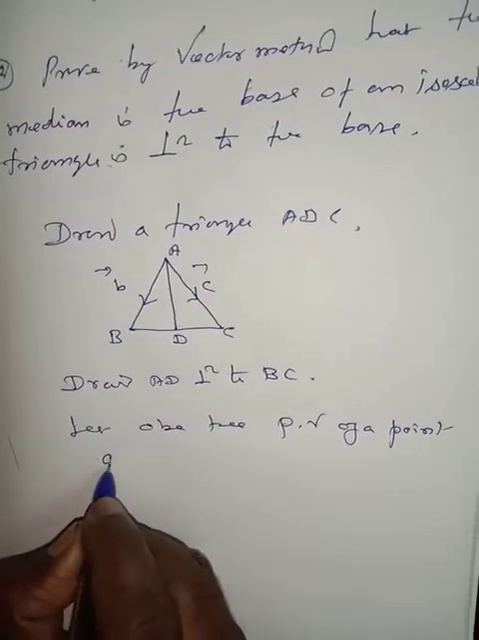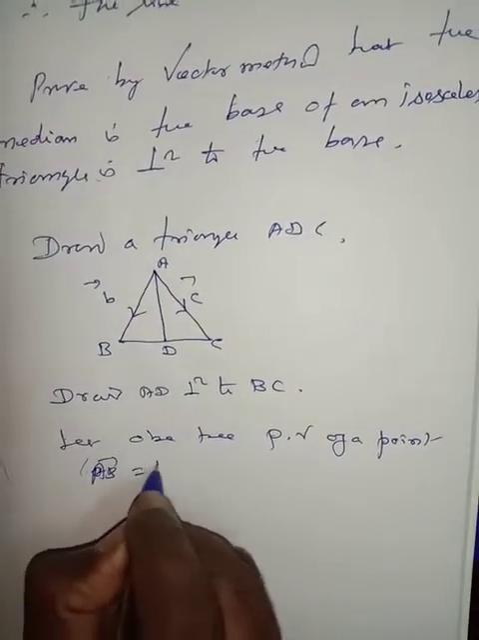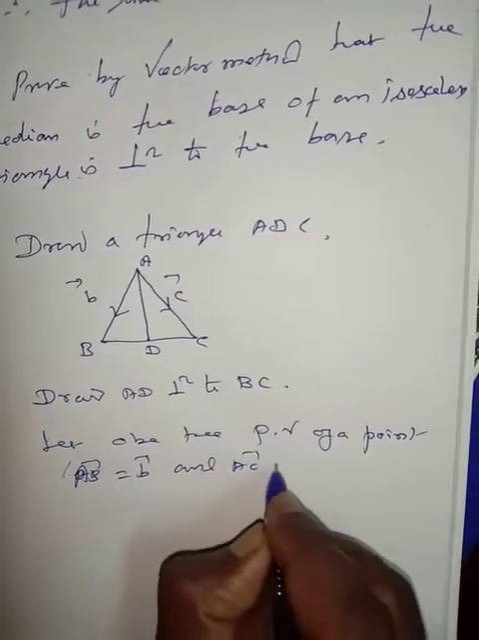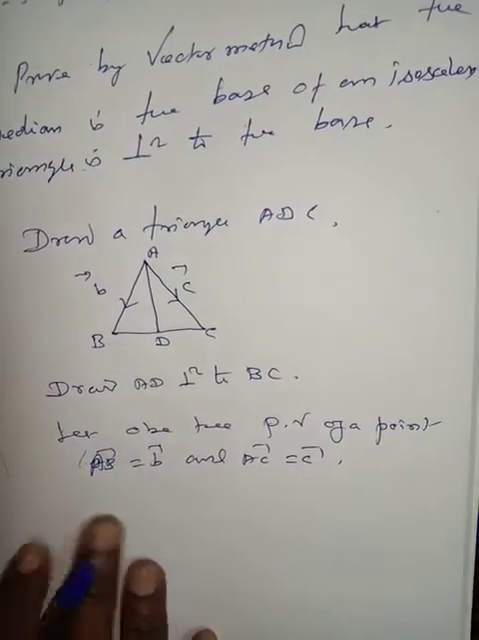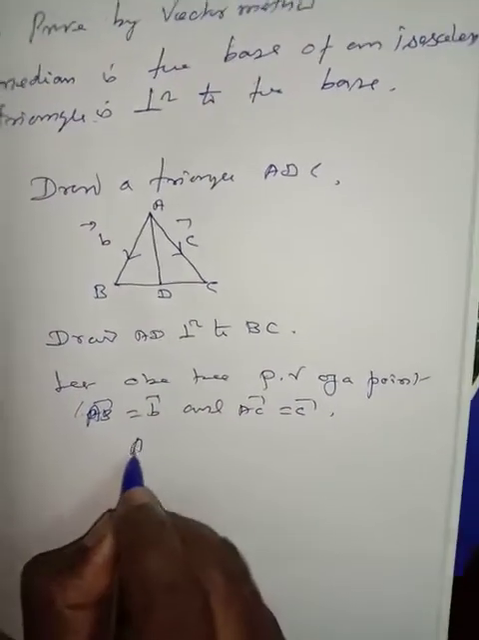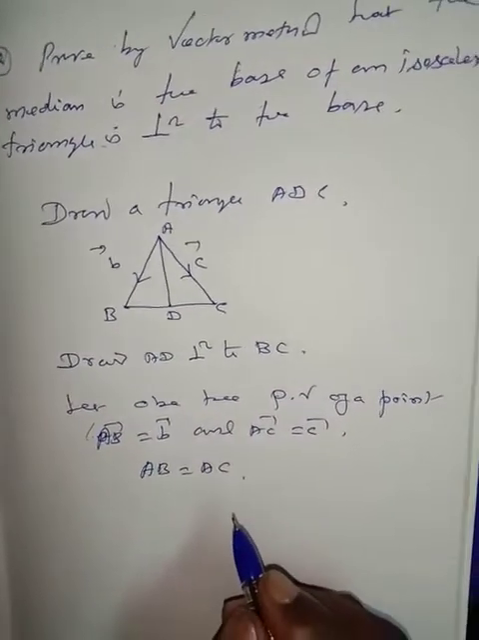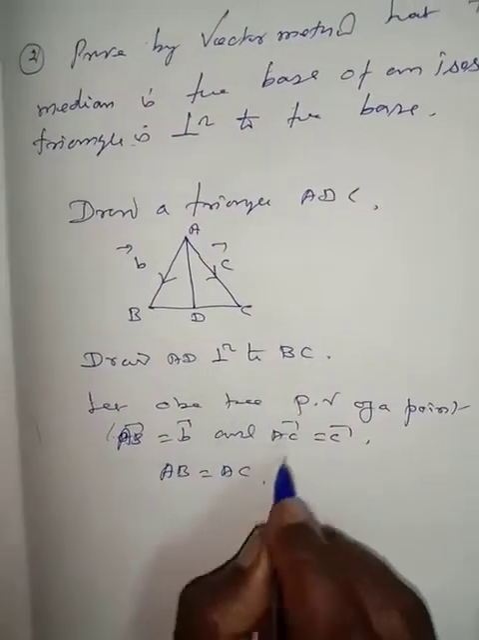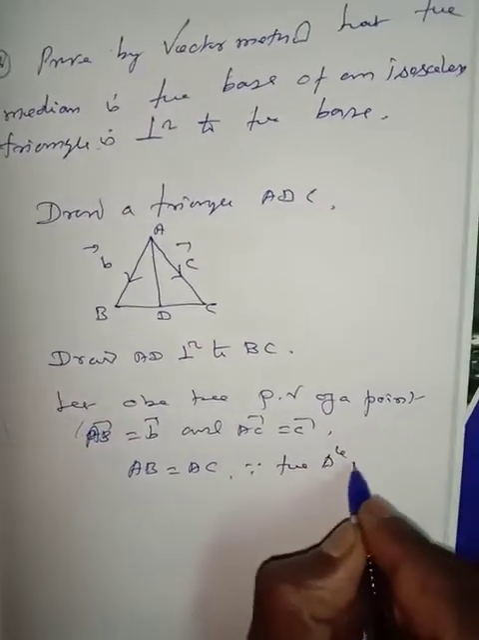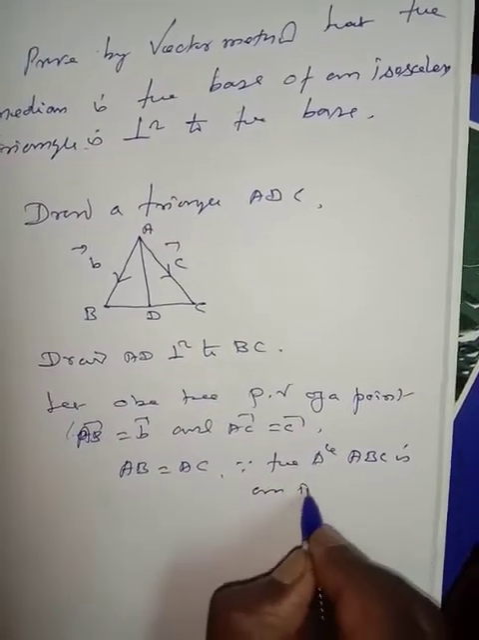OB vector, AB vector is equal to B vector, and AC vector is equal to C vector. In this case, the length AB is equal to AC. Why? Since the triangle ABC is an isosceles triangle.